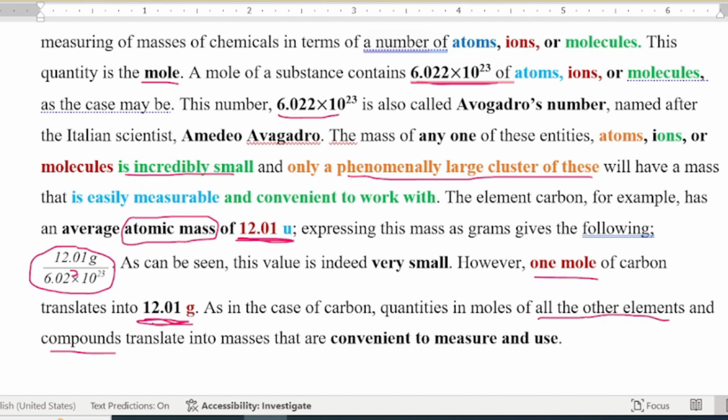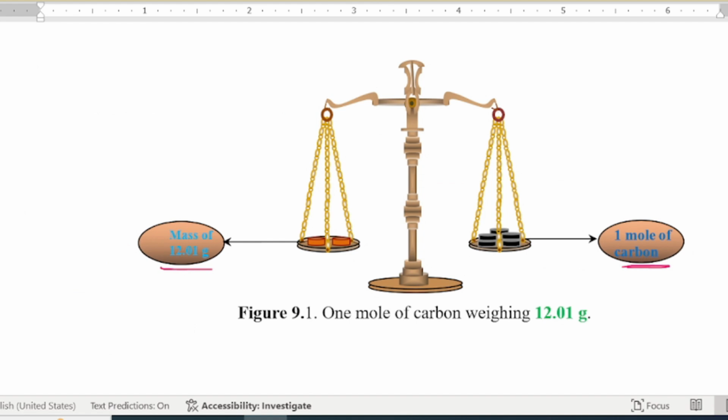As in the case of carbon, quantities in moles of all other elements and compounds translate into masses that are convenient to measure and use. So here's a little balance here. I show you here if you have 1 mole of carbon, a random sample of carbon in the environment, and you weigh that, it will weigh 12.01 grams per mole.